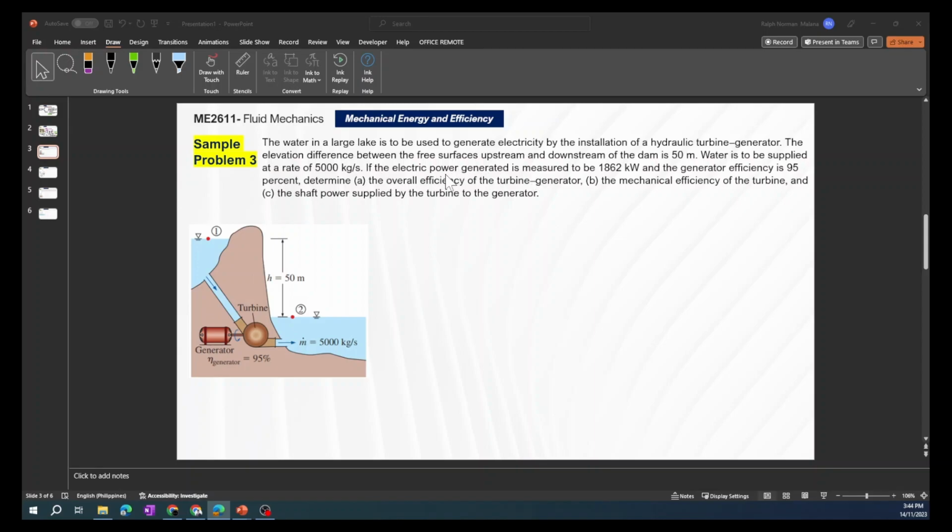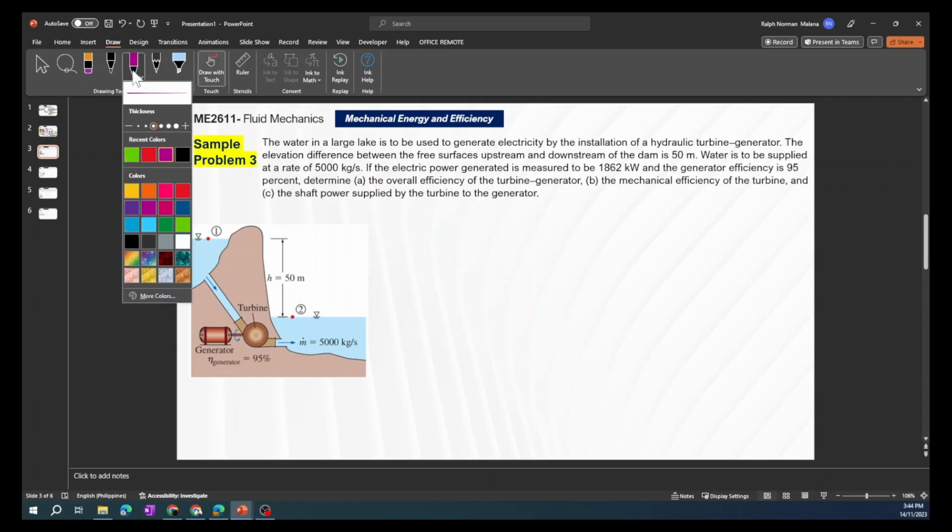If the electric power generated is measured to be 1,862, okay, kilowatts, so that's kilojoules per second, and the generator efficiency is at 95%, we are here to determine the overall efficiency of the turbine and the generator, and the mechanical efficiency of the turbine, and then finally the shaft power supplied by the turbine to the generator. Okay, so let's do that step by step and writing them down.